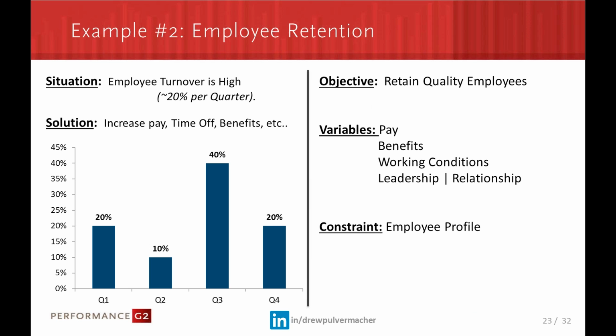PA, hey, the objective: retain quality employees. Variables: we can control pay, we can manage pay and benefits, working relationships, or working conditions, I'm sorry, and the influence through leadership and relationships. Constraints: that employee profile. In this type of example, PA is kind of working backwards. We're working with the constraint. You're not really going to change your employees' strengths and who they are, their personal profiles, right?